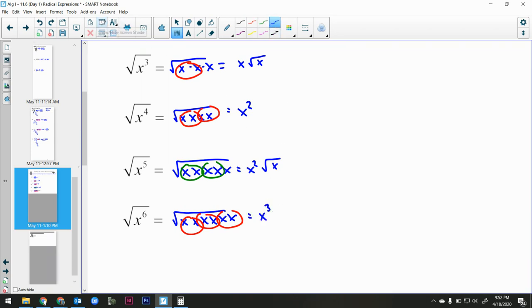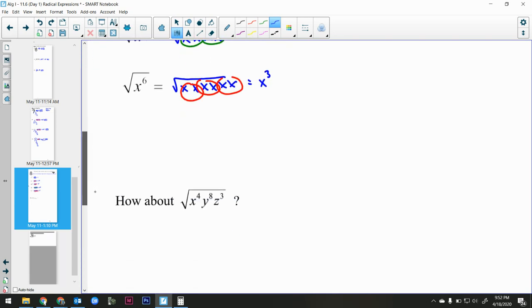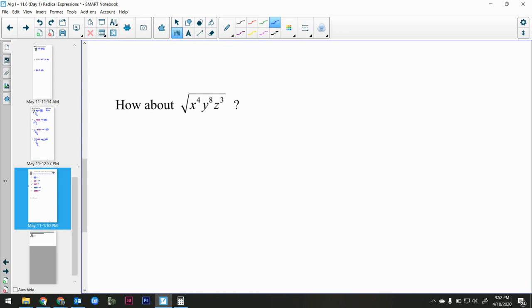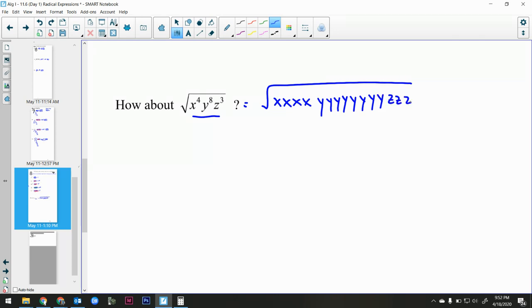Okay. Now, what would happen if I did this craziness? Okay, so same rule applies, but now we just have 3 variables on the inside. So let's factor it all the way down. Right? We've got 1, 2, 3, 4. 1, 2, 3, 4, 5, 6, 7, 8. 1, 2, 3.